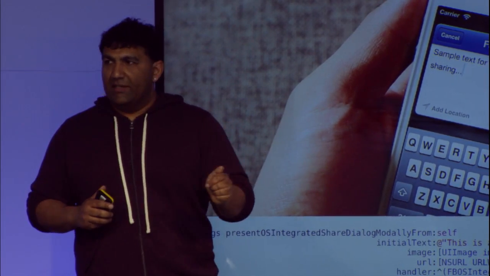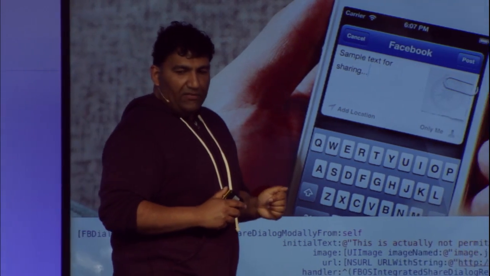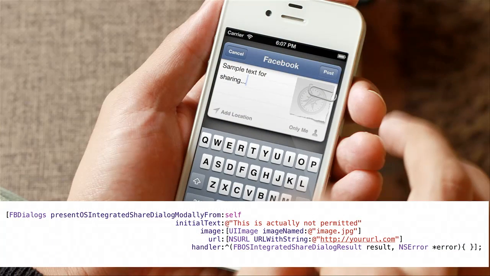So let's tackle the native share sheet first. This is built into iOS 6 with one line of code, as you can see on the screen. I will invoke the share sheet. So let's go to the demo machine, and we'll actually do this in action right now.